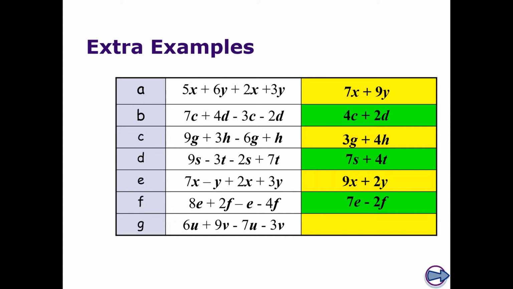And last one, you've got 6u subtract 7u plus 9v subtract 3v. And you should have negative u plus 6v. Okay, this is a totally valid answer in terms of algebra. This is in its simplest terms.